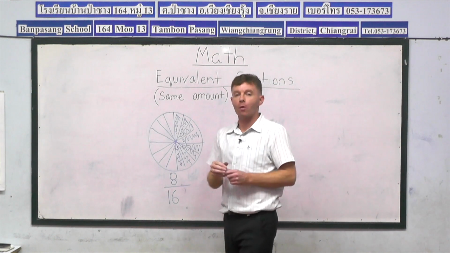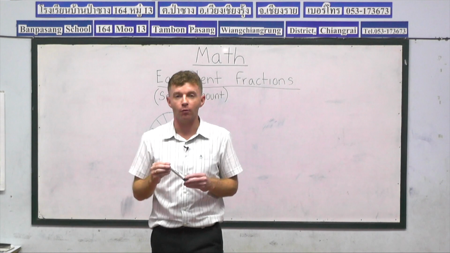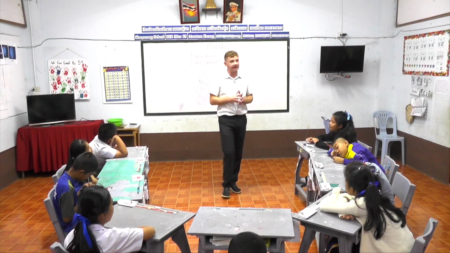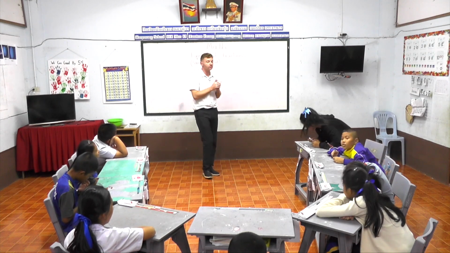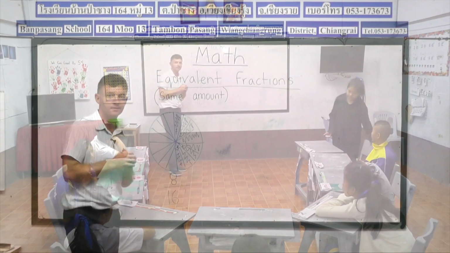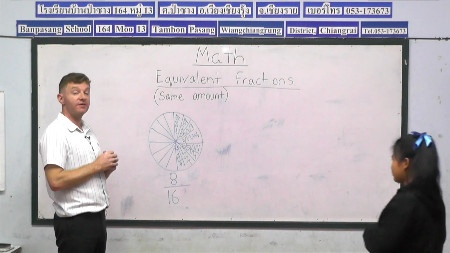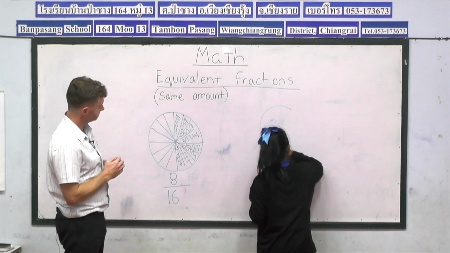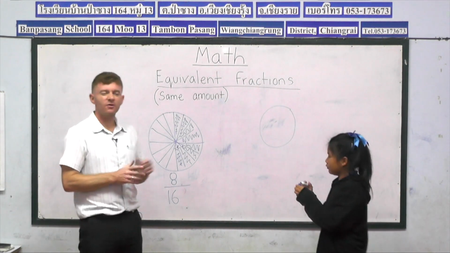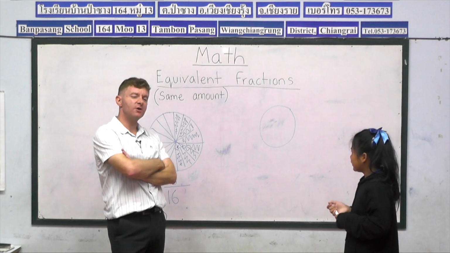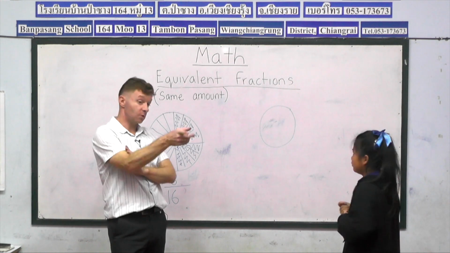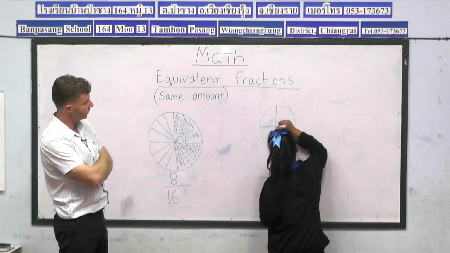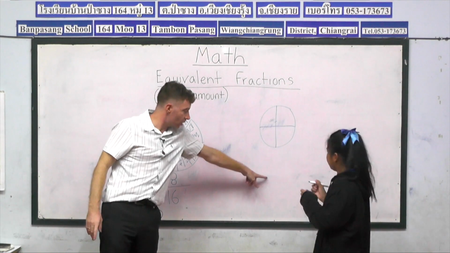So let's do one more equivalent fraction of 8 over 16. And this time, the pen is with Lacau. So Lacau, come and join me at the front of class. So the first thing we need is a circle. Okay, guys, so this time, how many parts shall we cut our circle into? 4. Okay, we'll do it into 4. 1, 2, 3, 4. So we can have our denominator 4.